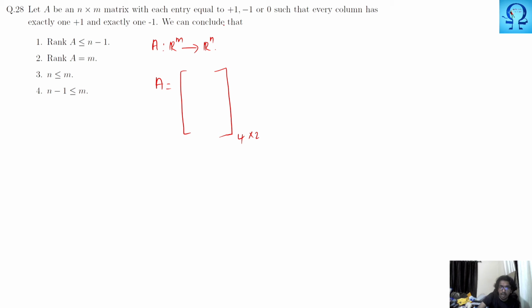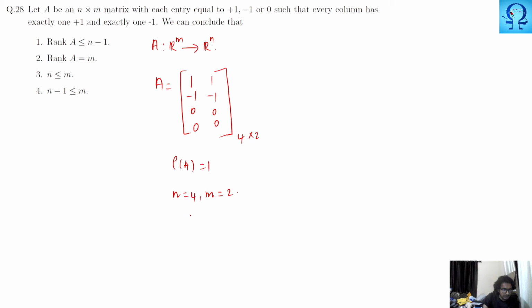Okay, and in each column we must have only one 1 and one minus 1, the rest have to be 0. So let me choose this matrix. Then what happens? What is the rank of this matrix? The rank of this matrix is 1. And here n is 4, m is 2.